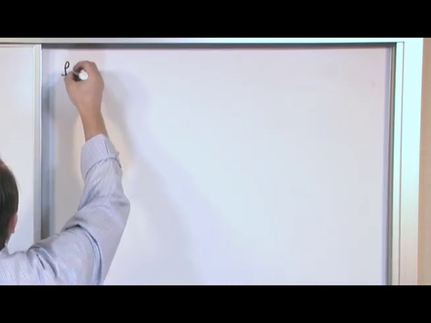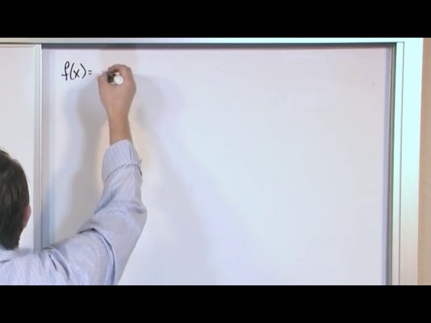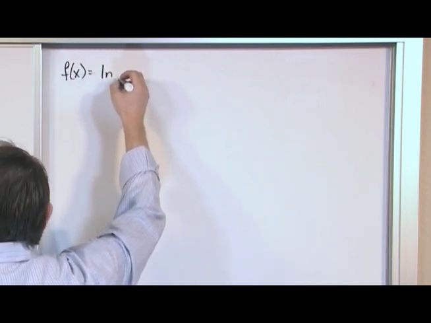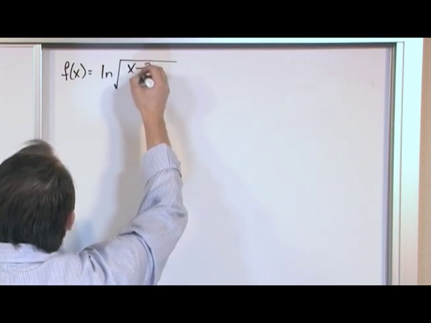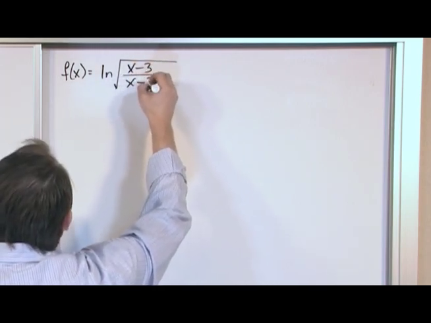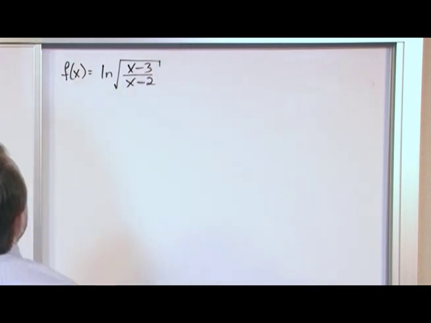It's just that we're going to get a little more practice as we go along with a little bit more complicated functions. So f of x, let's say you were given the natural log of the square root of x minus 3 over x minus 2, right? So that looks really complicated.